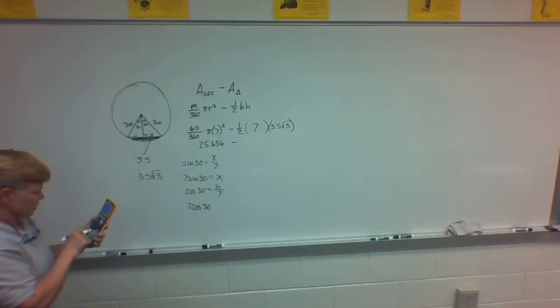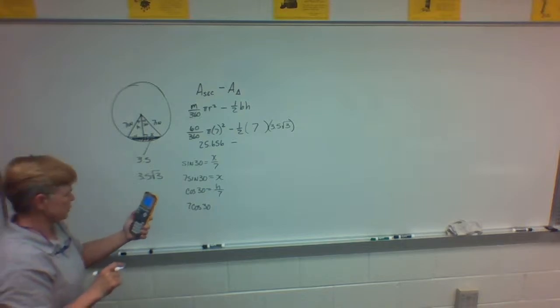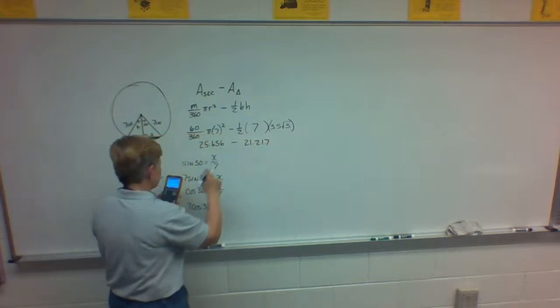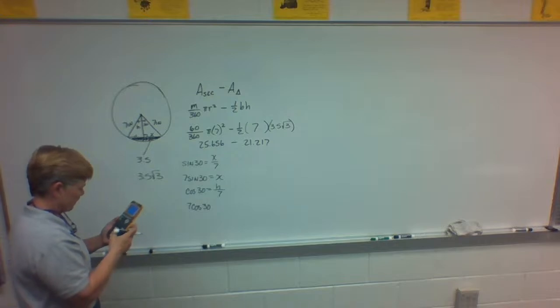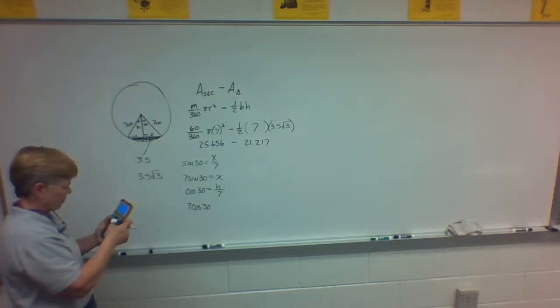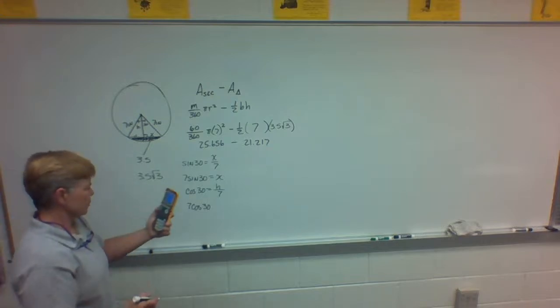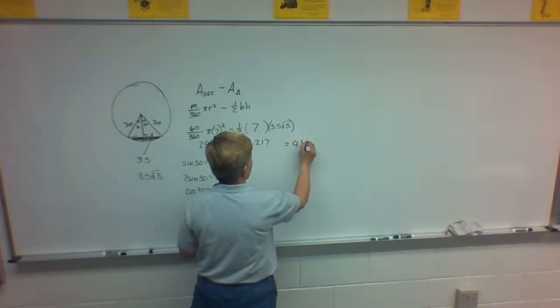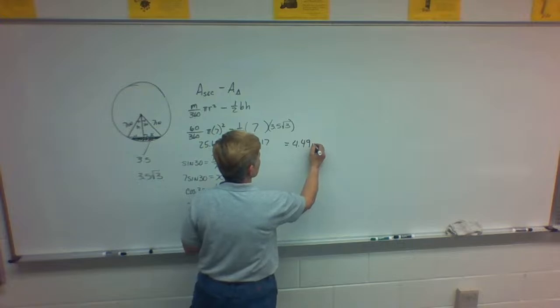Oops. Delete that. Get out of there. Close that. And I get 21.217 for this. So I'll take that minus that. And I end up with 4.49. And it will be in square inches.